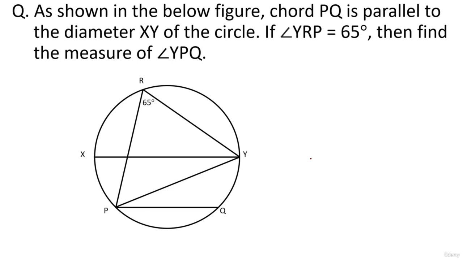There are multiple ways. I'll be showing you the best or the shortest way to solve this question. So let's start by drawing the line PX. Now guys, if XY is the diameter of the circle, then XPY will be a right angle, because a diameter subtends a right angle at any point on the circle, right? So how much will XPY be? 90 degrees, right?